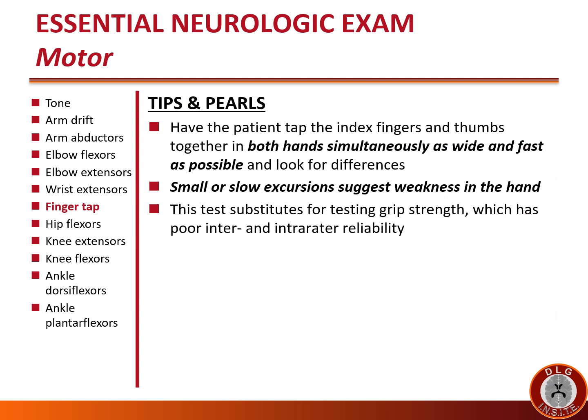Tips and pearls, motor finger tap. Have the patient tap the index fingers and thumbs together in both hands simultaneously as wide and fast as possible, and look for differences. Small or slow excursions suggest weakness in the hand. This test substitutes for testing grip strength, which has poor inter and intra-rater reliability.